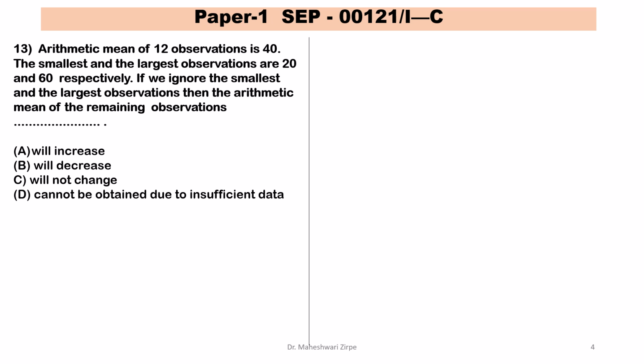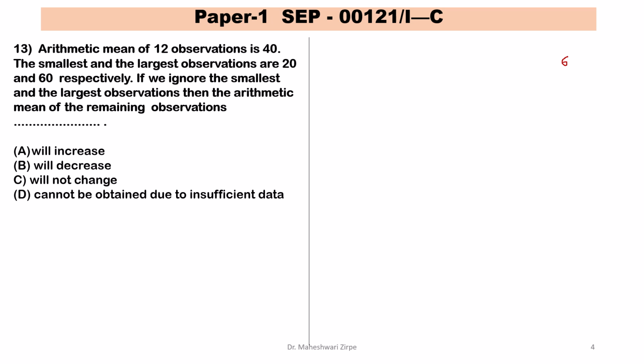And the smallest and largest observations are 20 and 60. So if there are 12 observations, out of that the smallest number is 20 and the largest is 60. Correct? Suppose this is the first number and this is the last number, so there will still be 10 numbers in between. Correct? 10 numbers in between. So in total 12 observations are there. So let us solve this.